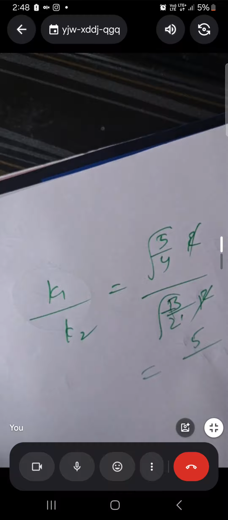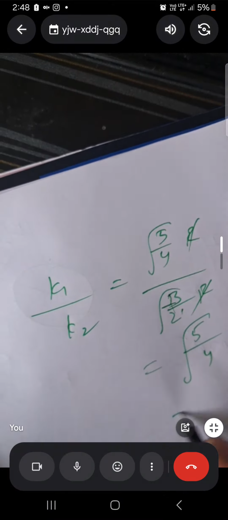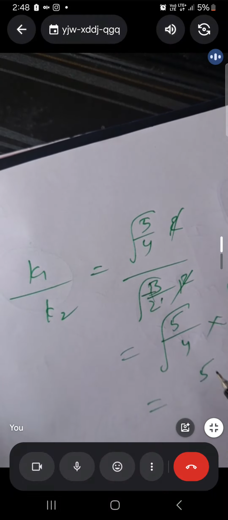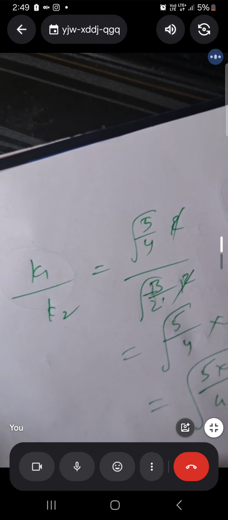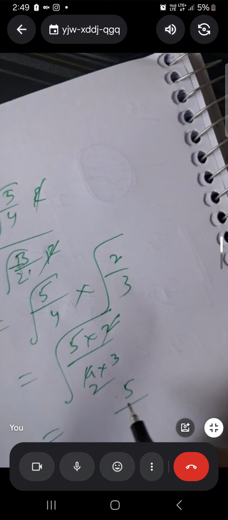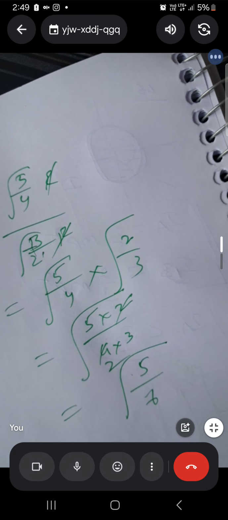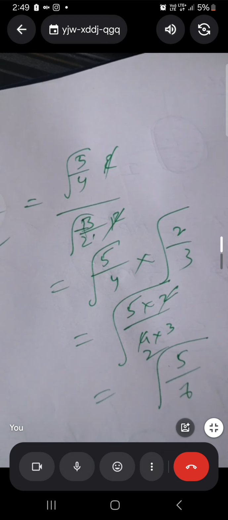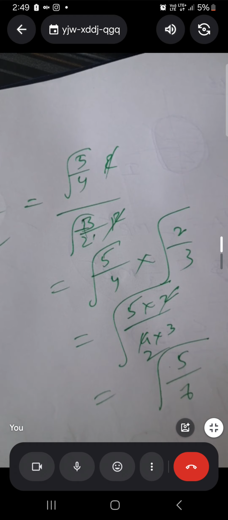5 by 4 root and 2 by 3 root. So this one you can get here 5 into 2 by 4 into 3 root. 2 ones are 2, 2 twos are 4. That means 5 by 2 threes are 6. Root of 5 by 6. Okay, I think already we discussed this problem also in class itself. You understood, right? Yes, sir. Actually, already we discussed this problem in class.